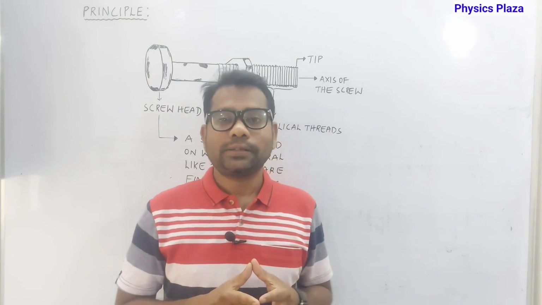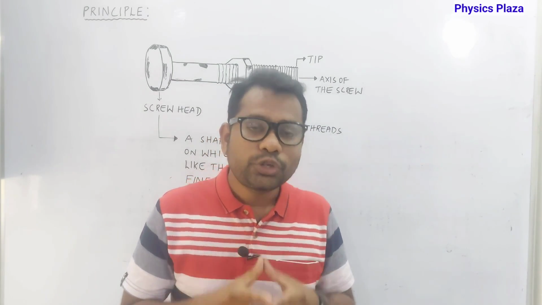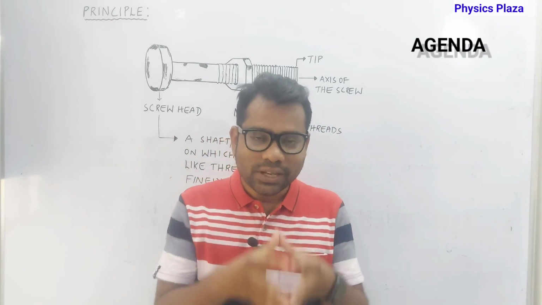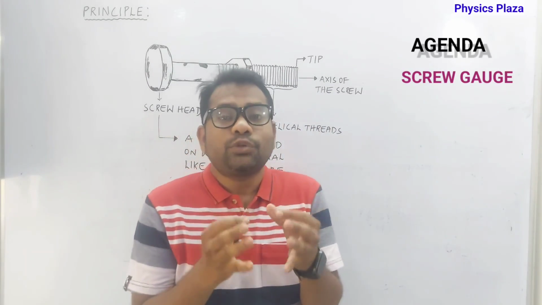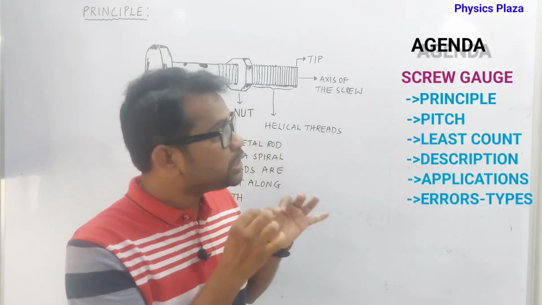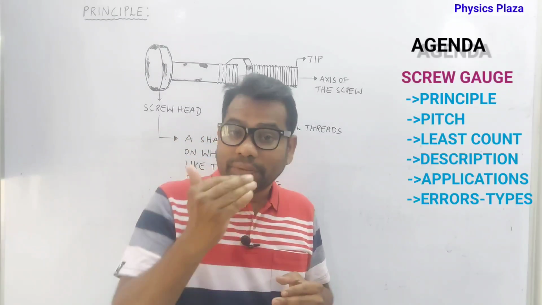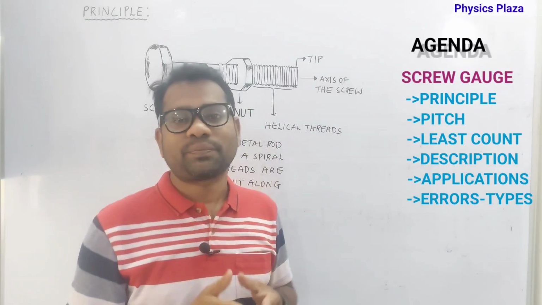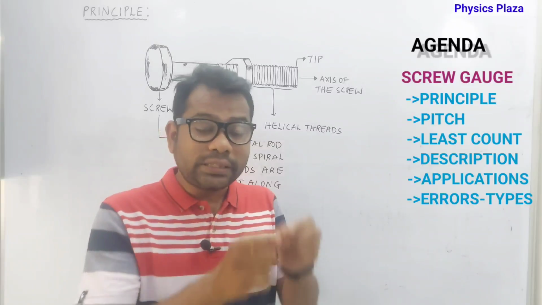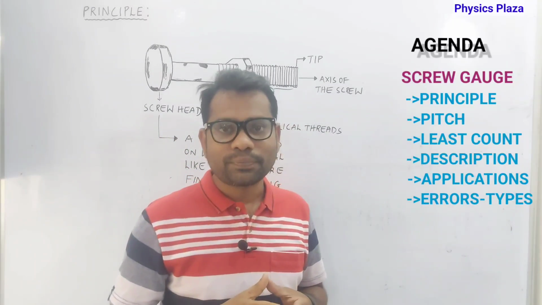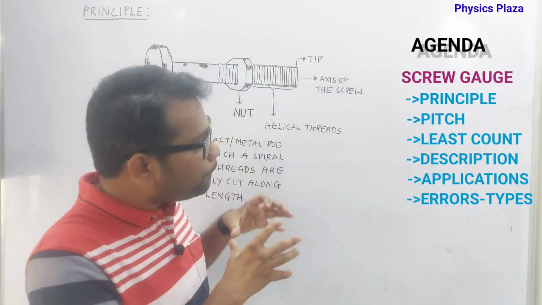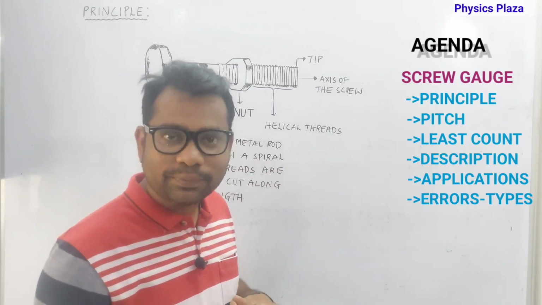Children, in today's class, mainly we are going to talk about what device? Screw gauge. Yes children, first we'll try to understand the principle of the screw gauge. Then we discuss what a pitch is. Then we discuss the least count, and how to calculate the least count of the screw gauge. Then we discuss the main parts of the screw gauge.